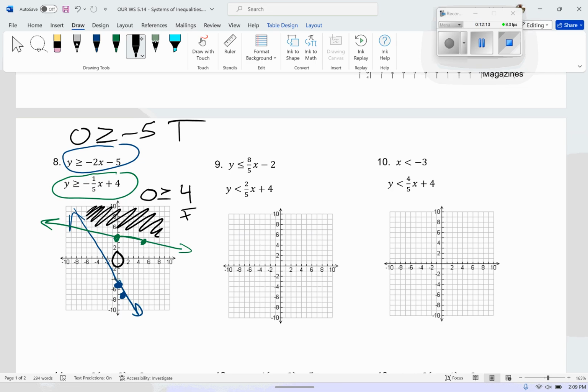Number 9, what's my y-intercept on this top one? -2. Slope? Up 8, right 5. Solid or dotted? Solid. All right, this one here, what's my y-intercept? 4. Slope is up 2, right 5. Solid or dotted? Dotted.